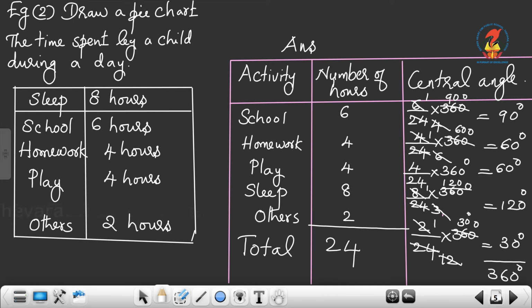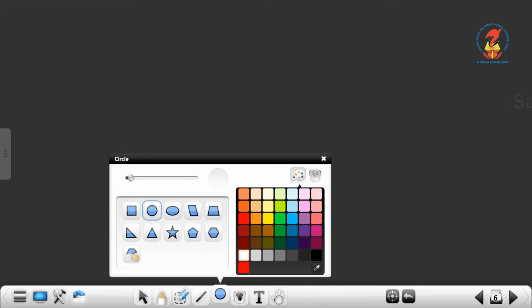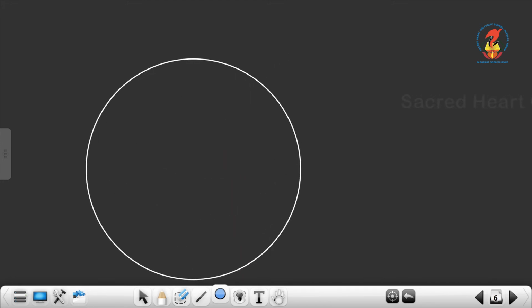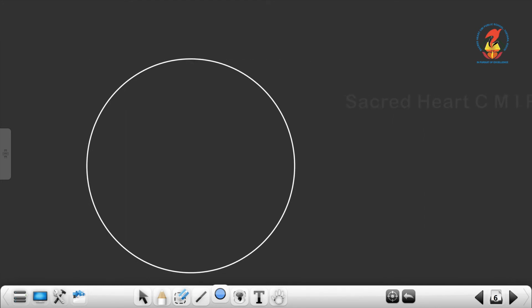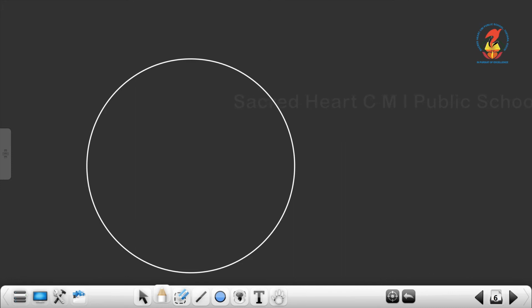Now we have to represent the data in a circle. So what is the first step? You have to draw a circle with a suitable radius. Then what is the next step? You have to mark the center of the circle. Mark it. Then you can take it as O.